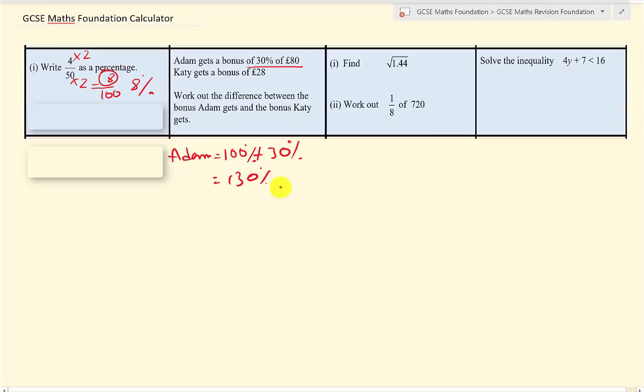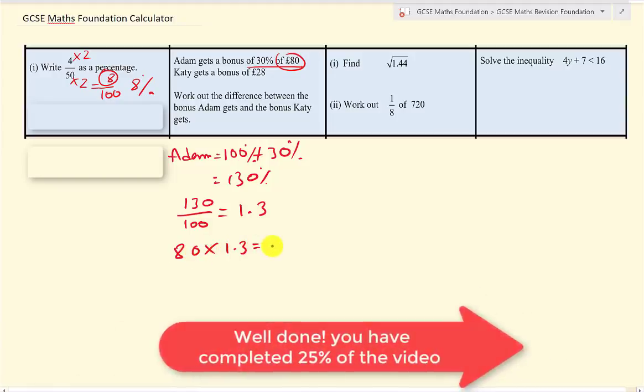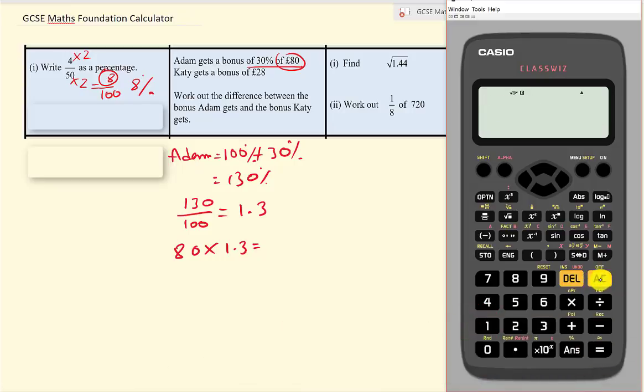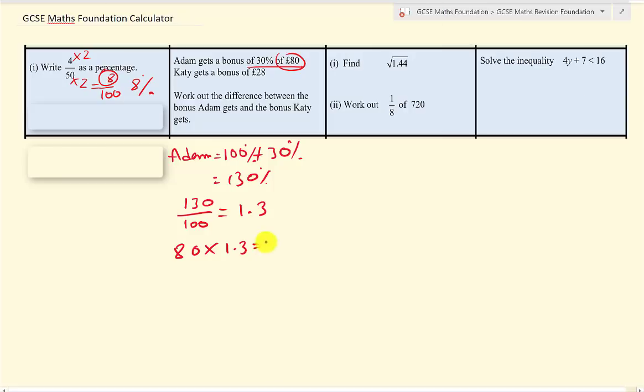So the multiplier is going to be 1.3. How did we get 1.3? We divide the percentage by 100, and that gives us the multiplier 1.3. Now multiply the amount £80 by the multiplier, for a percentage increase. So £80 times 1.3, use a calculator. It is a calculator paper topic, so make sure you use the calculator. Never assume, you might make a mistake. So 80 times 1.3 is £104. That gives us Adam's pay, £104.